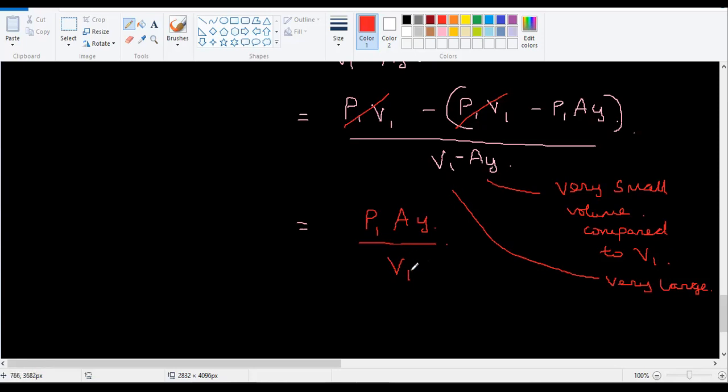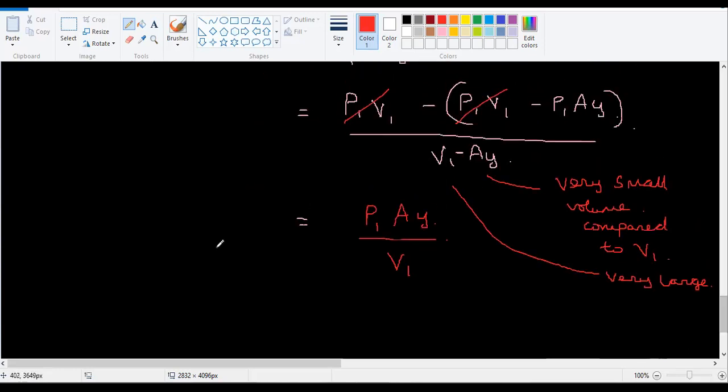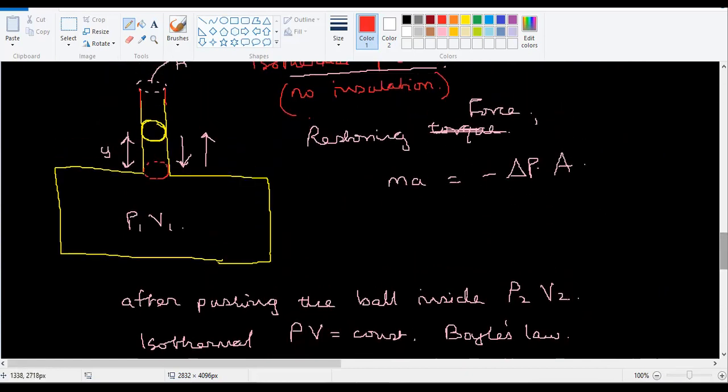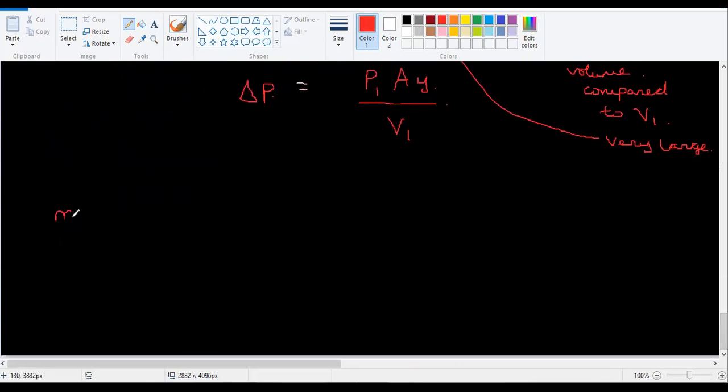If you want, I can write this also. Sometimes, to make our calculations easy, I can just simply write this as V1. What are we calculating? We are talking about the delta P. Why do you need delta P? Because I want to put it in this equation. V1 area into Y divided by V1. Then M should come on this side into area.